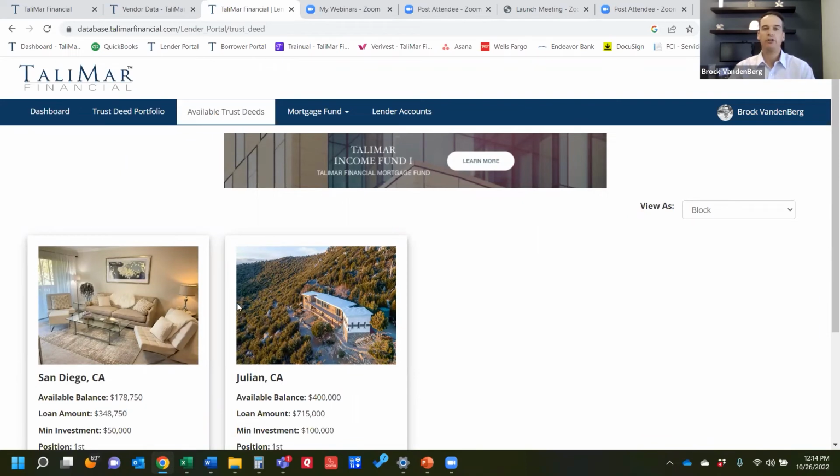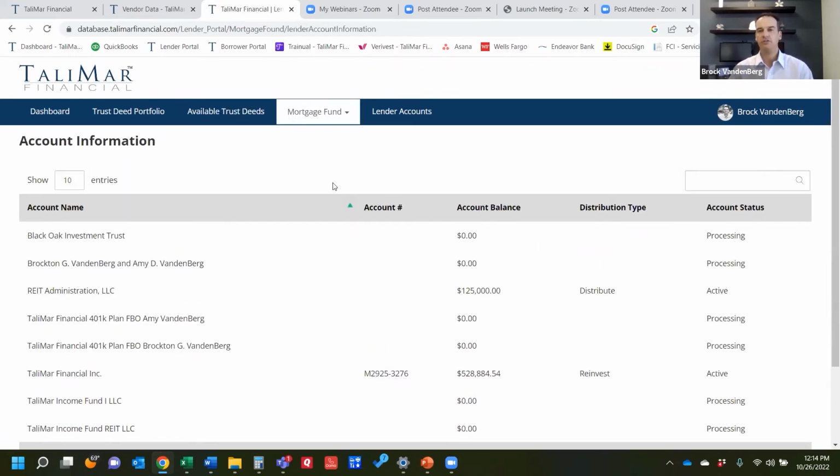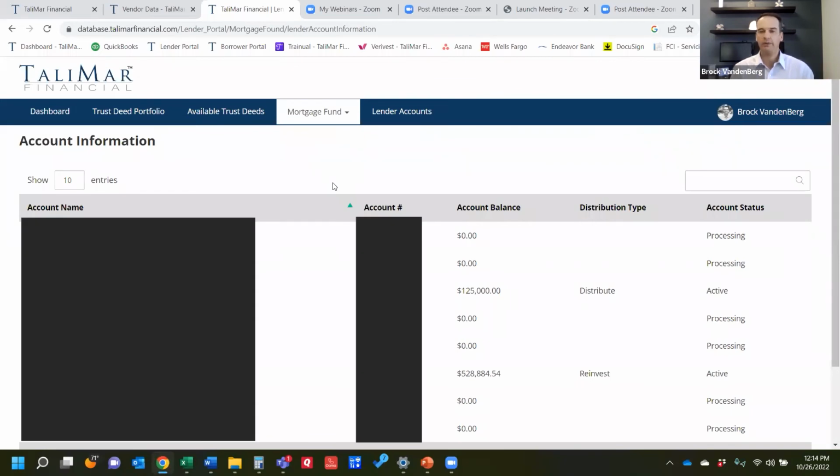And the value of the mortgage fund is that it's a much more passive investment. You're not having to log in and view all the trust deeds that we have available, to select those trust deeds, and then to manage those trust deeds. If you're interested in learning more about the difference between the trust deed platform and the mortgage fund platform, take a look at that video that I created last week. I'll send a link out and you can see the pros and cons of investing in both.